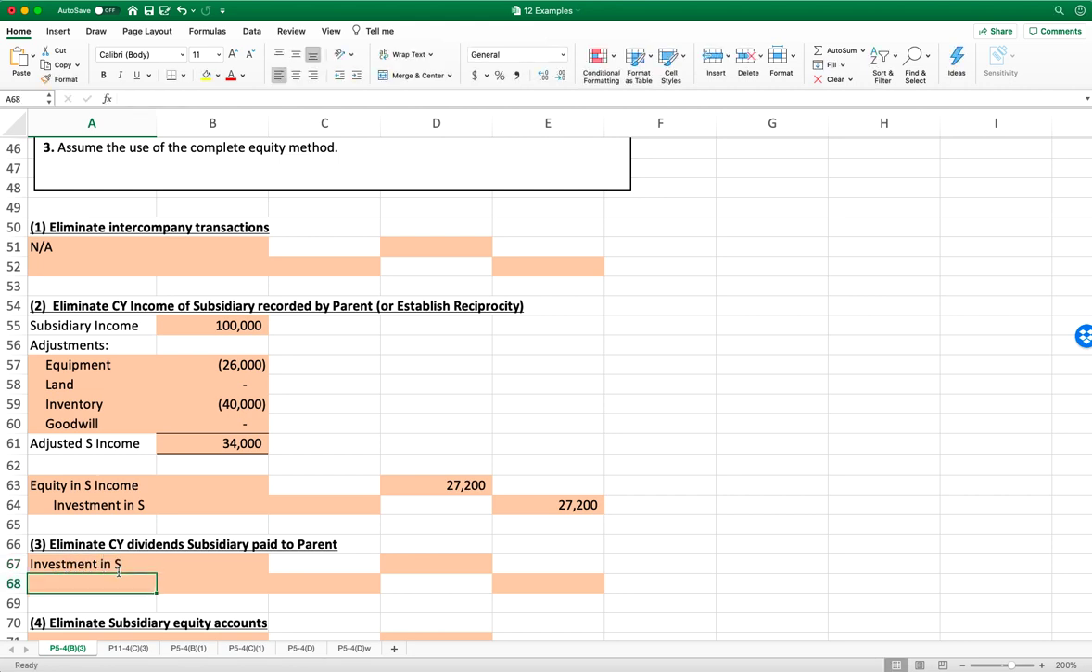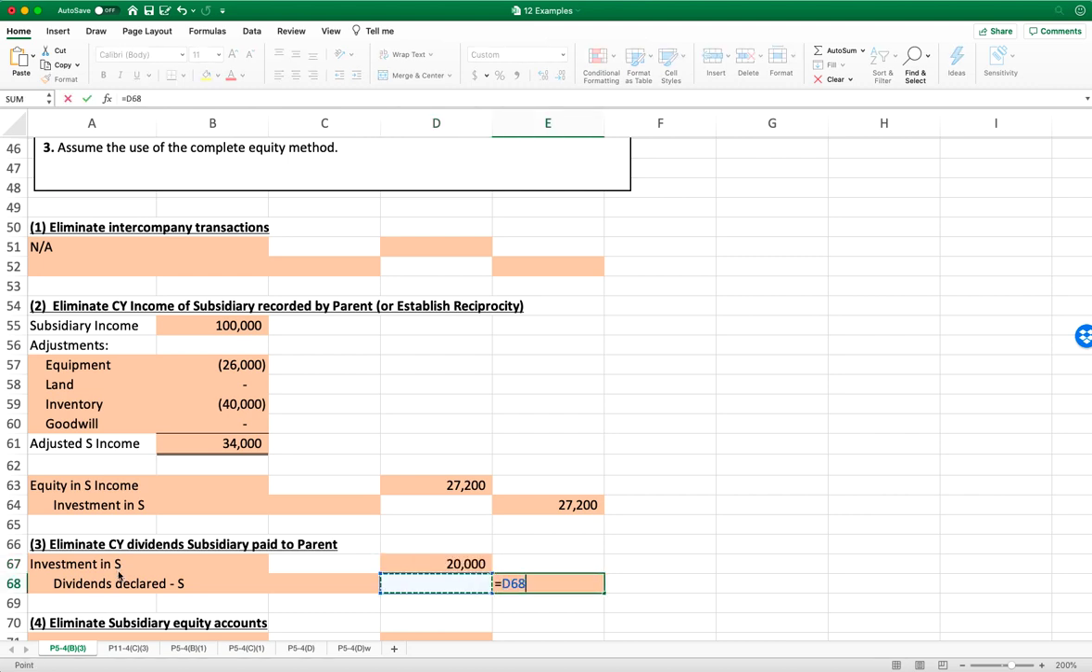And our offset here is going to be on our subsidiary books. Remember, this is kind of a special intercompany transaction. That's going to be dividends declared by our subsidiary. And again, that was $25,000 times 80%, because only 80% of those dividends came to us. The remaining 20% went to the non-controlling shareholders, which gives us an eliminating entry of $20,000.